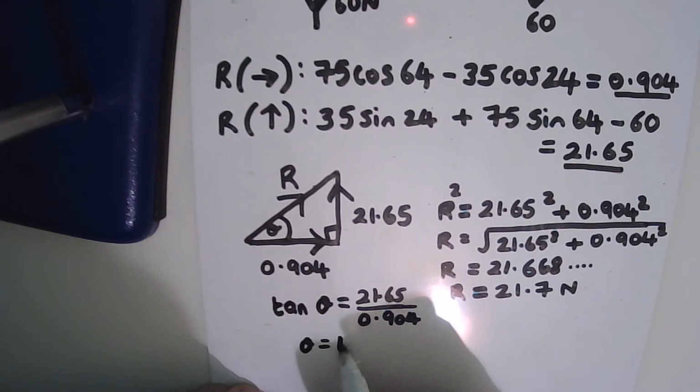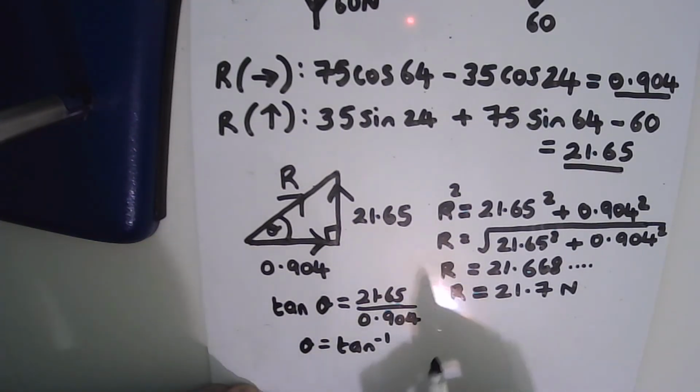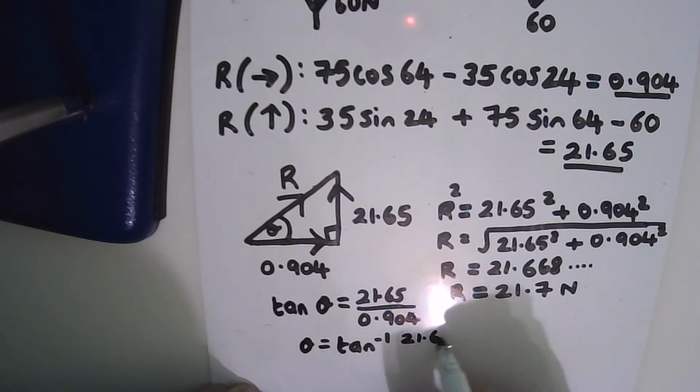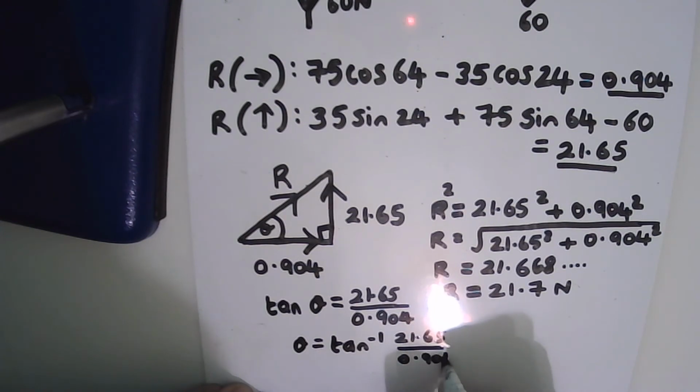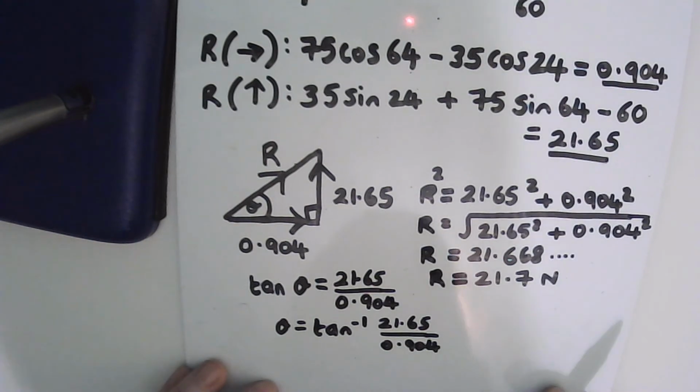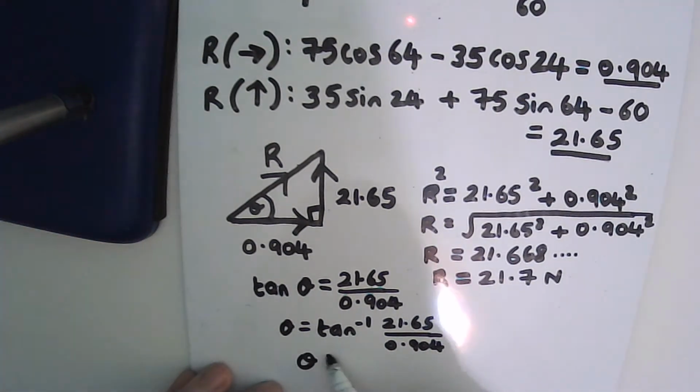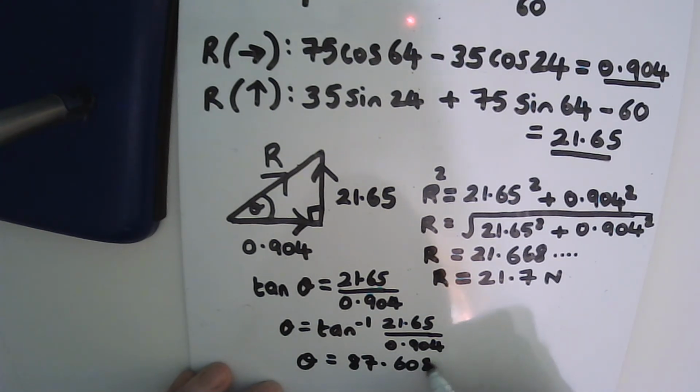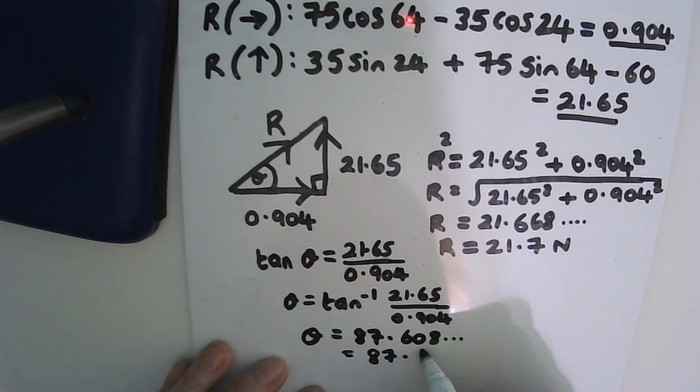So theta is going to be tan to the -1 of 21.65 over 0.904. If you can see, I think the light's shining on that. So just on your calculator, we can get that angle, and that's going to be 87.608 and so on, which will round to 3 significant figures, so 87.6, and that is our angle.